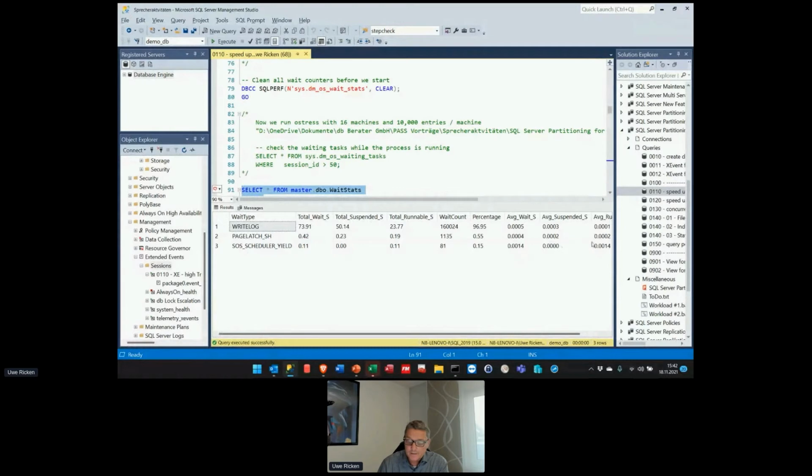And we had some CPU issues. That's okay, because I only have an 8-core machine. Primarily, SQL Server was waiting for the write log wait, but we had this so-called page latch, or latch contention. And this was nearby 0.5% of the total waiting time.